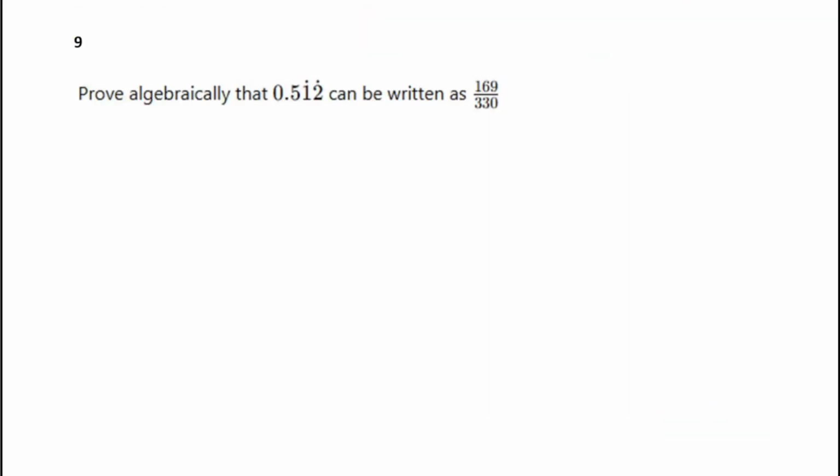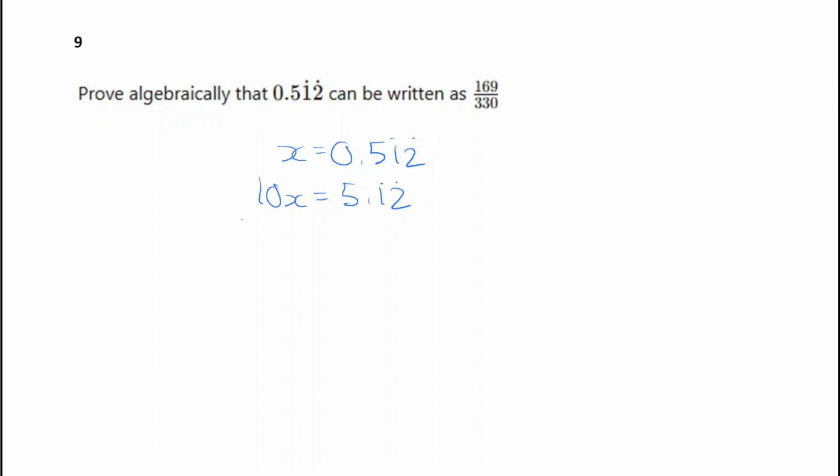Here we have a recurring decimal question. The method for these is always the same. First, we're going to call the 0.512 recurring x, and because it's the 1 and the 2 that's recurring, we're actually going to times this by 10. Now I want to move the decimal to after the 2, so that we continue to have 1, 2 recurring after the decimal as well.